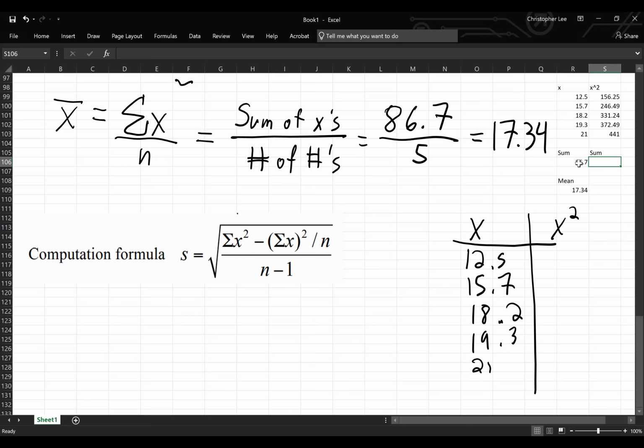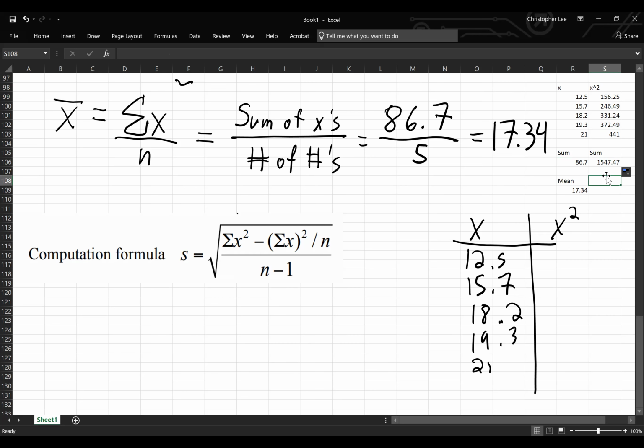Like the first one is 156. Wait, that's what I got. Professor, what made you wanna do it like that? It's easy. Hold on, I have a question. Where in the problem do they say to use the computation formula? It just said give me the sample standard deviation, but it didn't tell you how. But you have multiple ways you could do it.